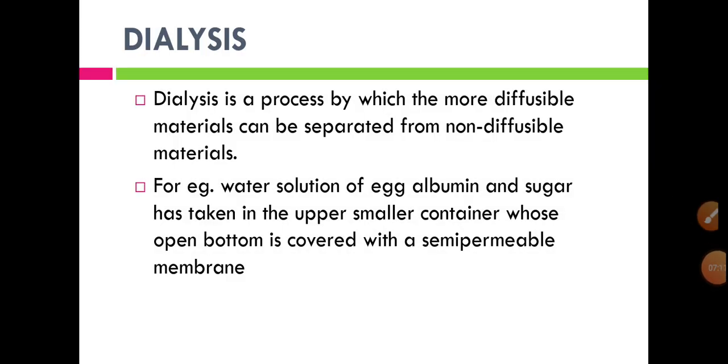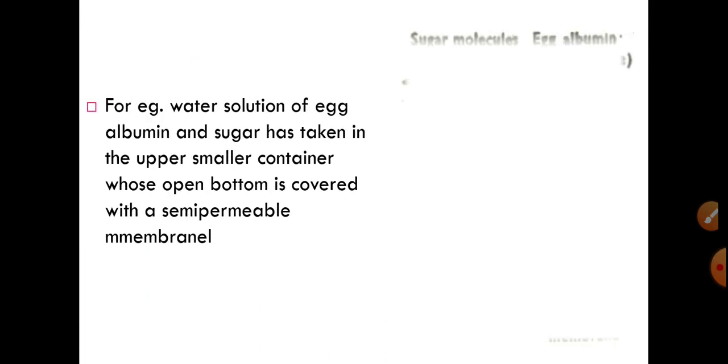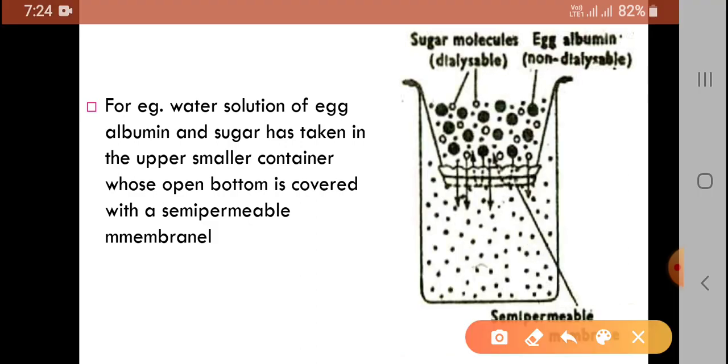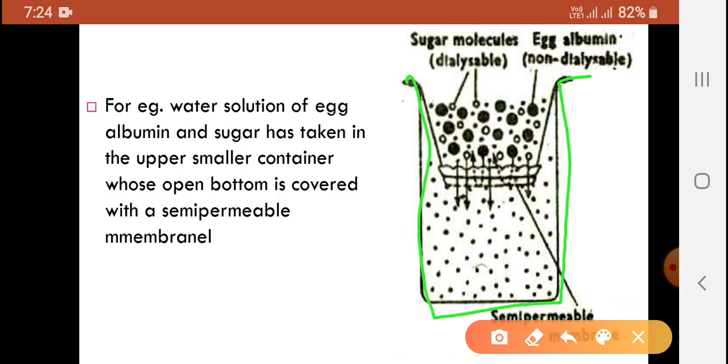So the water solution of egg albumin and sugar has been taken in the upper smaller container. Let us understand with the help of a diagram. Here we have taken two containers. This one is the larger container and this one is the smaller upper container. We have taken a water solution of egg albumin and sugar in the upper smaller container.